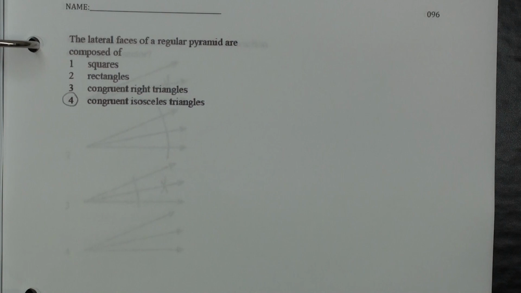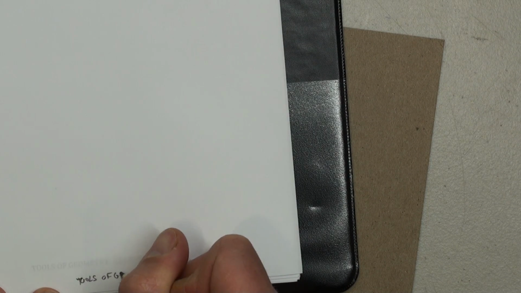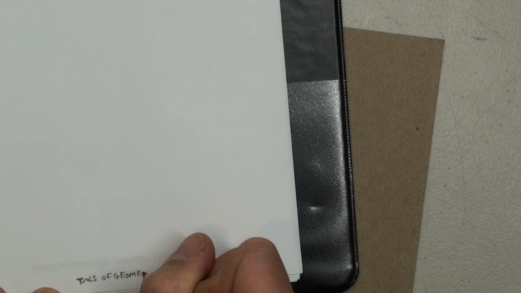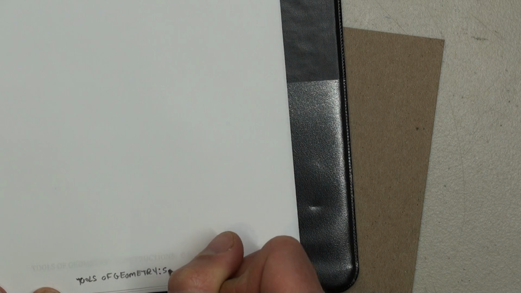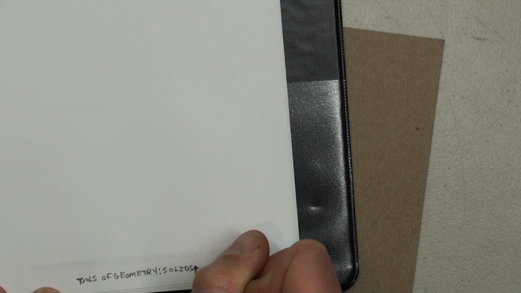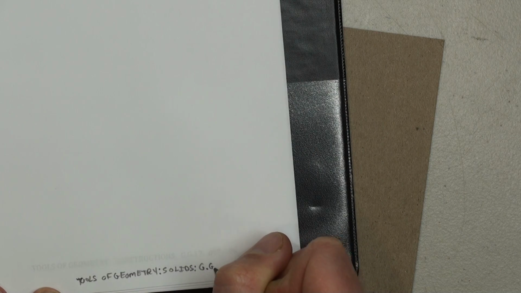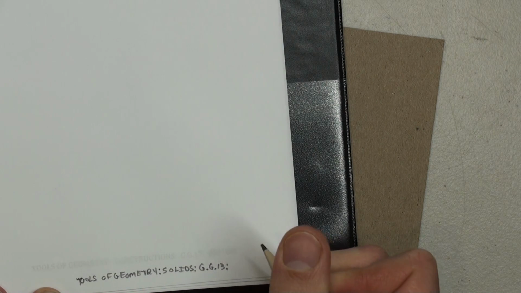I want you to write at the bottom of 96, tools of geometry, solids, GG13, 096. Okay?